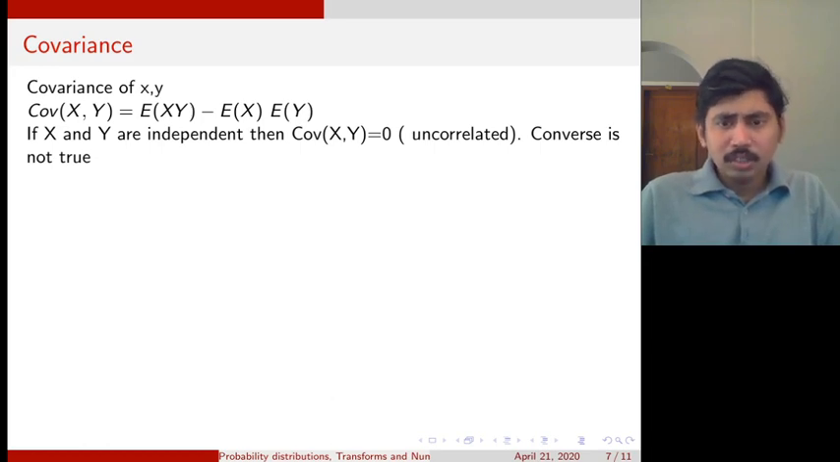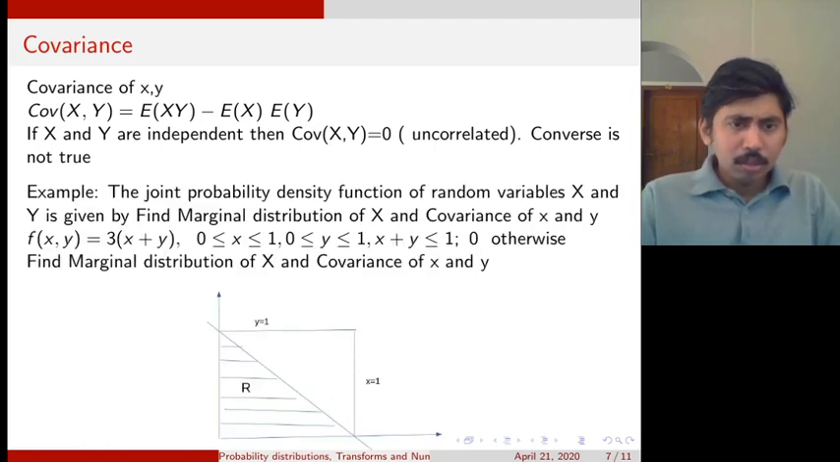So the covariance will be useful in describing this in several situations. As an example, the joint probability density function of random variables x and y is given by this function. There is a typing error; this should not be there. f of x y equals 3 into x plus y, for 0 less than x less than 1, 0 less than y less than 1, and x plus y less than 1, 0 otherwise. Find the marginal distribution of x and covariance of xy. This statement is a typing error.